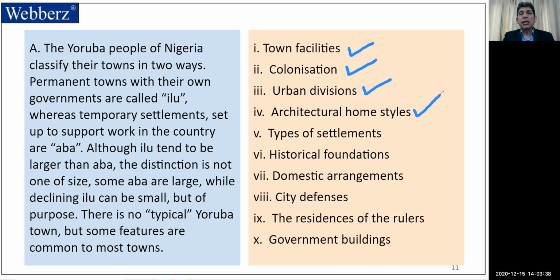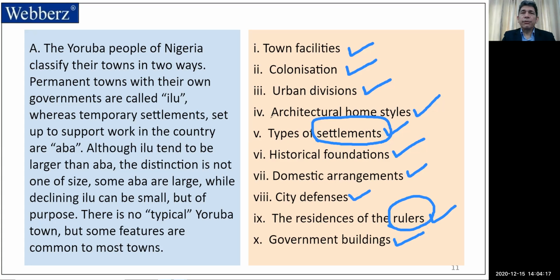Architectural home styles means the design of an individual house. Types of settlement would mean the kind of cluster of people who are settled together. Historical foundations is again going back to history. Domestic arrangements would mean the structure of the house in which people are living and their arrangements, like what person stays where. City defenses would obviously mean the kind of structure around the city to defend it from the enemies. Residences of the rulers might mean a palace. Government buildings would again be the administration and the buildings that are there in the town.